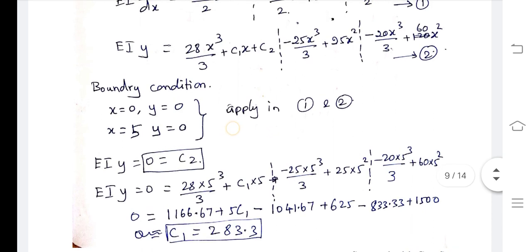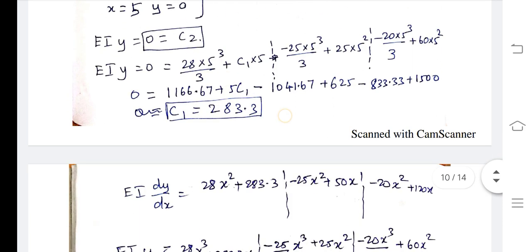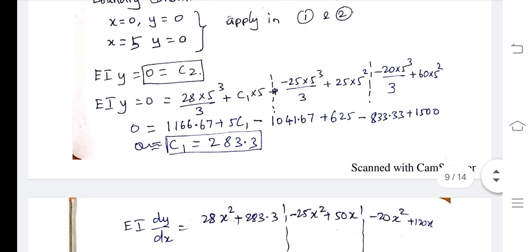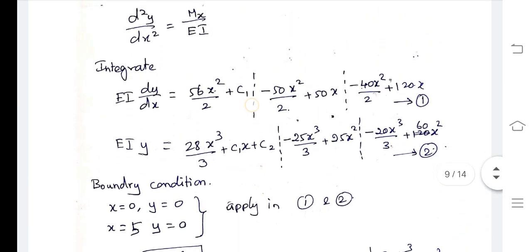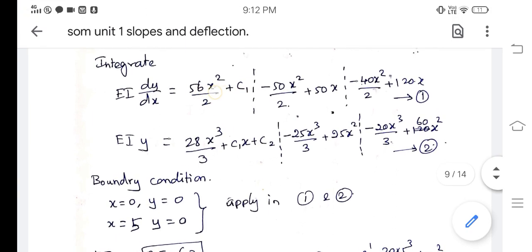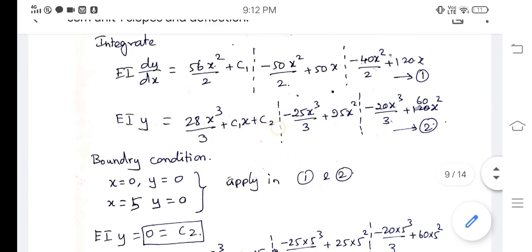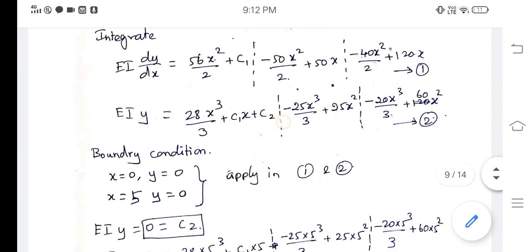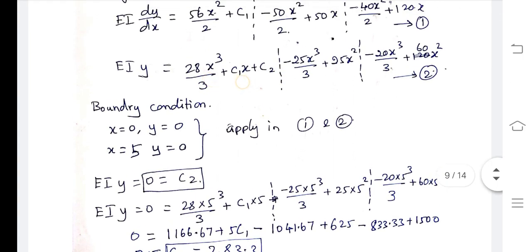So you have to apply these boundary conditions to equations 1 and 2, so that you will get c2 as 0 and c1. You can see that for x equal to 0, y equal to 0. In this equation, if x is equal to 0, you have to use only the first segment. So till here only you have to take the equation. Then x is equal to 0, only c2 will be there. So c2 is equal to 0, since y is also 0.